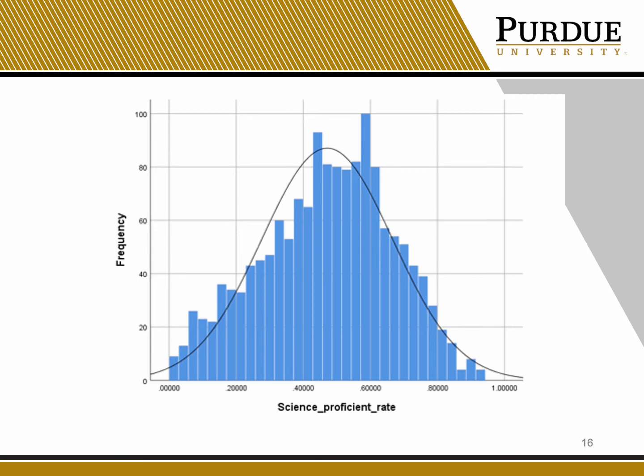In this slide, we see the distribution of our dependent variable. We specifically included this slide in order to address one of the reviewers' concerns. As you can see, the dependent variable of our study, which is school science proficient student rate, is normally distributed.